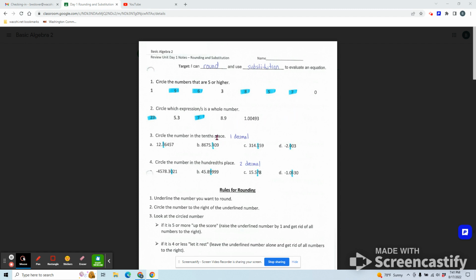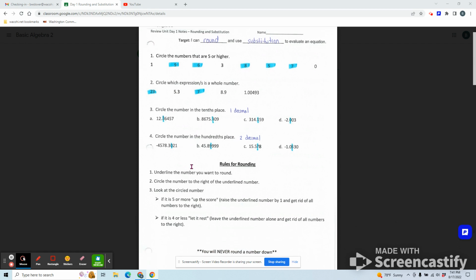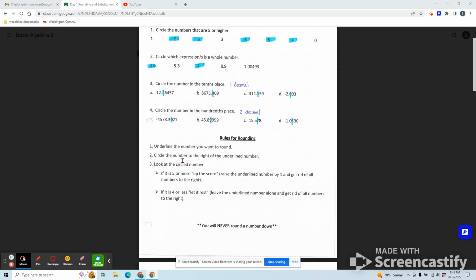Down here, it says circle the number in the tens place. So that's just practice for our rounding. Tens place is 1 decimal place. Hundredths is 2 decimal places. So I have everything highlighted that's appropriate. And here's pretty much what we're doing today.